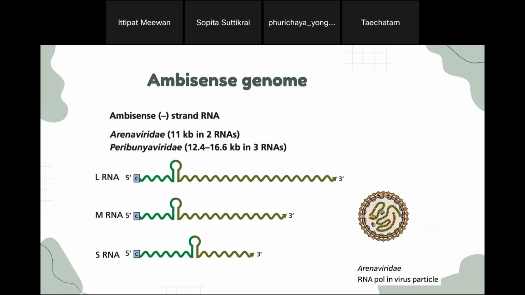This type of virus includes the Arenaviridae. This one will transcribe to proteins and also make copies of itself, because they contain the negative sense RNA. Okay, so that is all 7 types of virus genome. I used some examples of viruses.